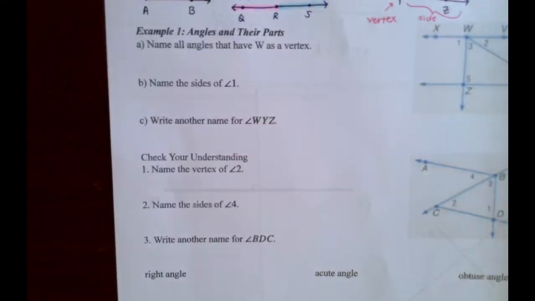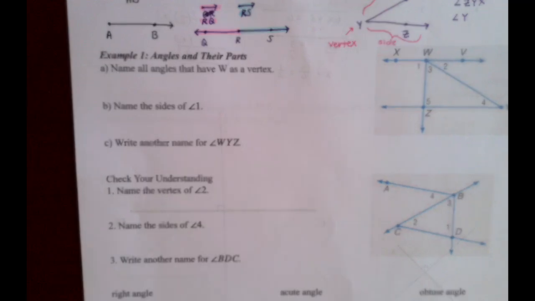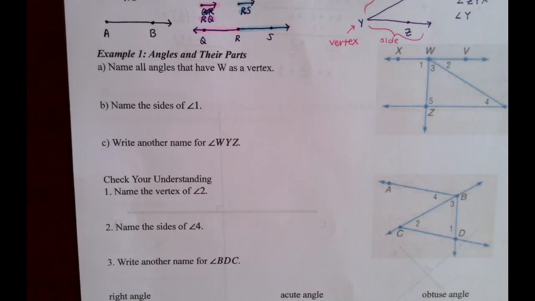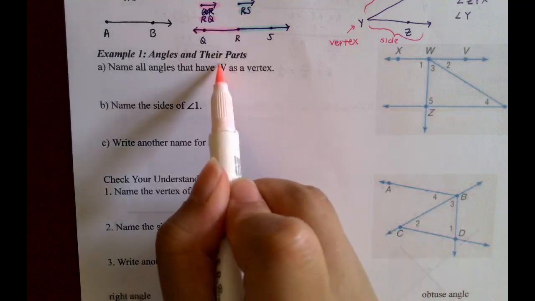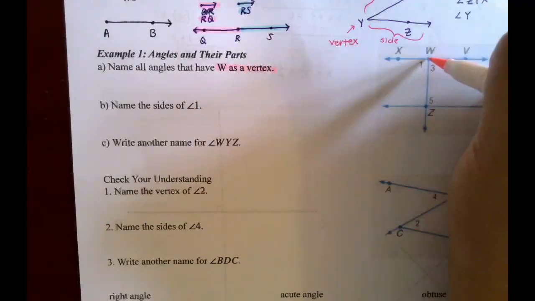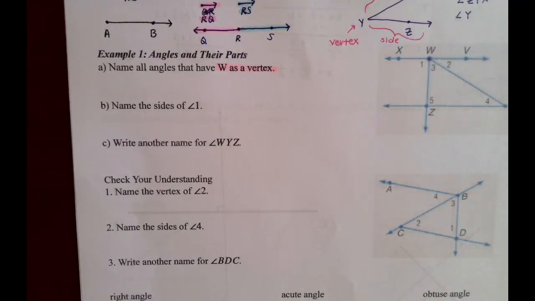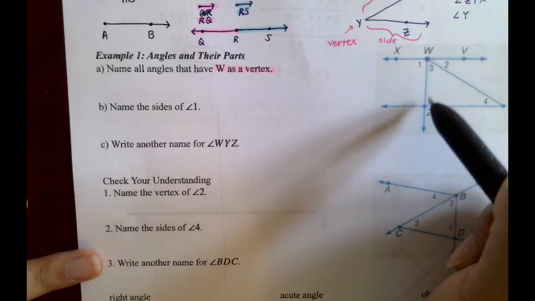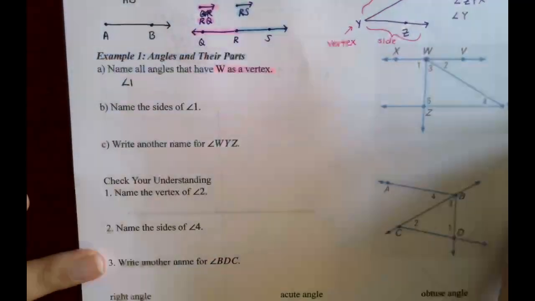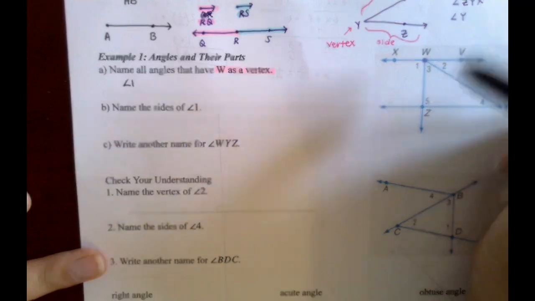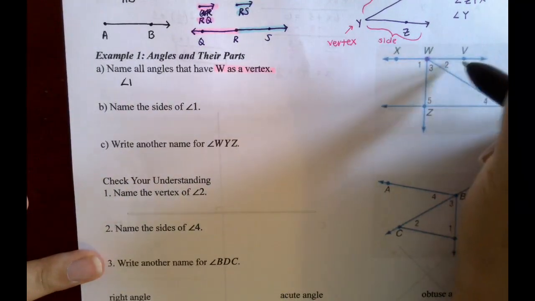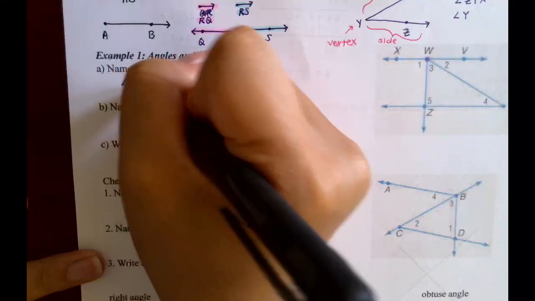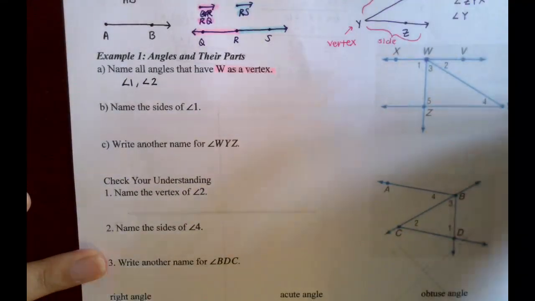So let's get started with example 1. Example 1 asks me to name all angles that have W as a vertex. So here's W as a vertex. So I'm going to name it here. The first one here, I have angle 1. Angle 1 is here. I have angle 2 as well. That's here. I have angle 3 as well.